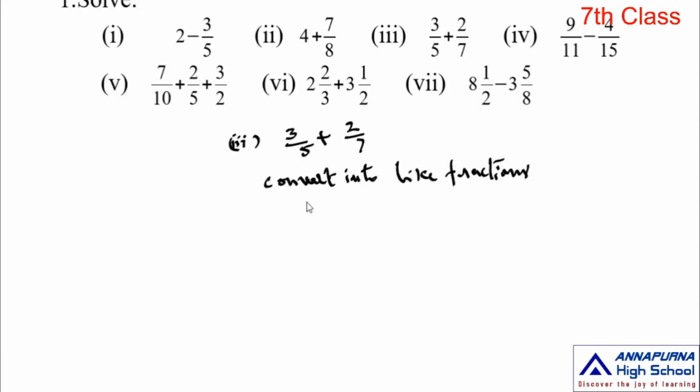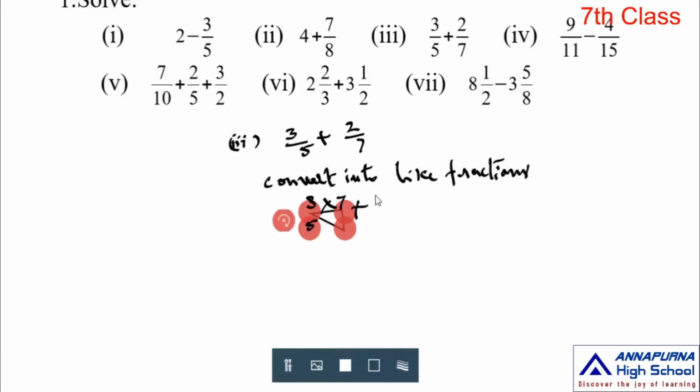Convert into like fractions. We know how to convert into like fractions: multiply both numerator and denominator by the denominator of the second fraction. Multiply 3 by 5 into 7 into 7. This is the simple method.